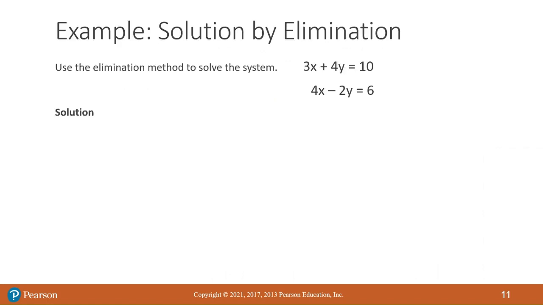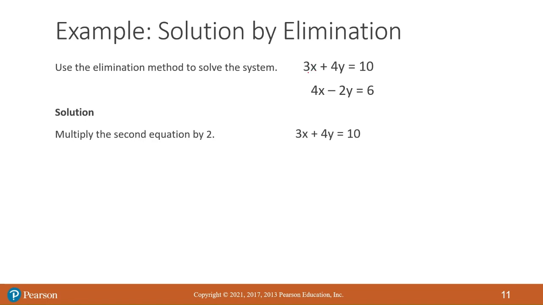So let's use the elimination method to solve this system: 3x plus 4y equals 10, and 4x minus 2y equals 6. Now with the elimination method, what I'm going to do is look through here and see which one is the easiest to cancel.